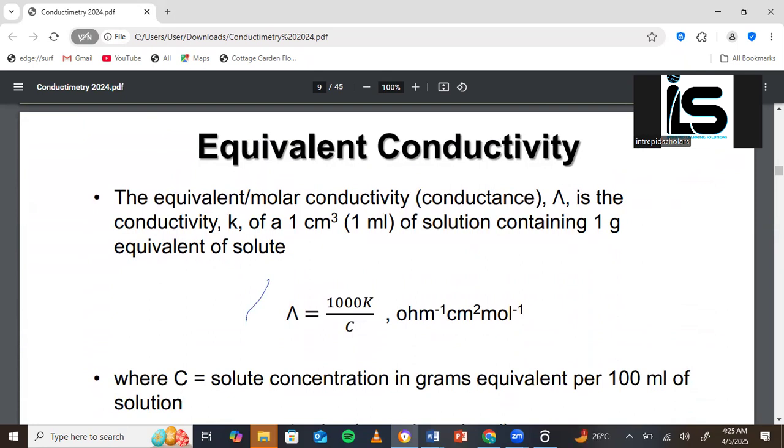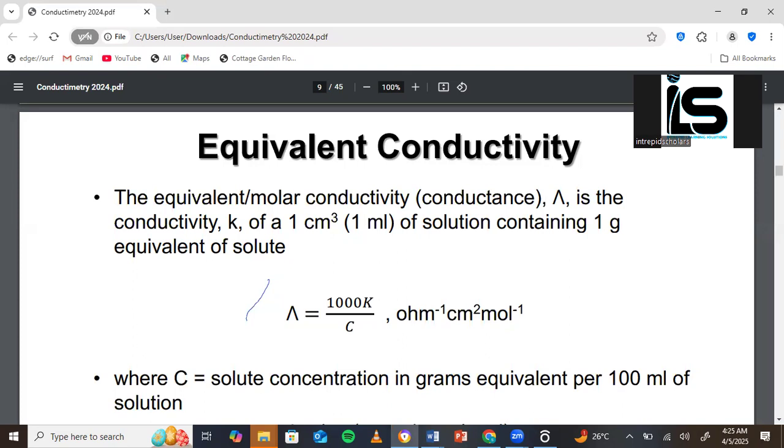Now we are introducing ourselves to a new concept called equivalent conductivity. The equivalent conductivity or molar conductivity, which are two different terms, is the conductivity K of 1 centimeter cube or 1 ml of solution containing 1 gram equivalent of solute. Where the equivalent is coming from is the normality statement here, the 1 gram equivalent of solute.